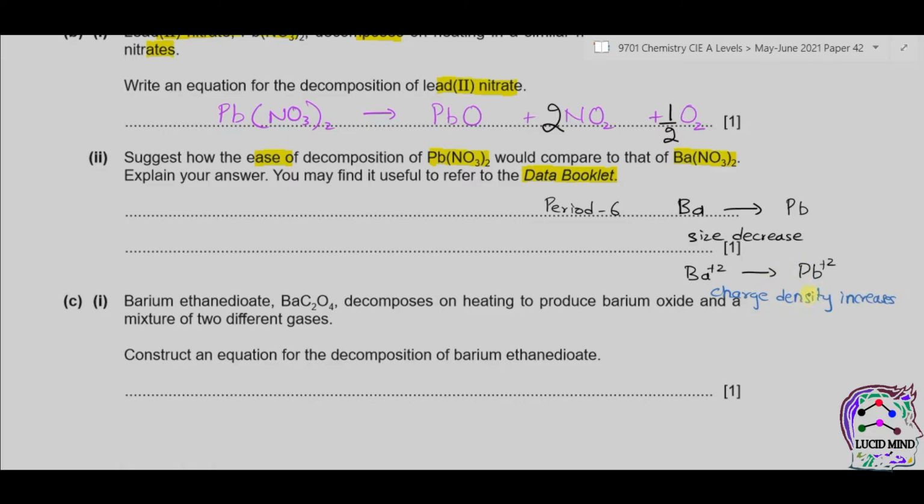Now more charge density means more easy breaking of nitrogen-oxygen bond, because the polarizing power of cation will be increased. So therefore Pb(NO3)2 will be less stable as compared to barium nitrate. So we can write lead nitrate will decompose easily.